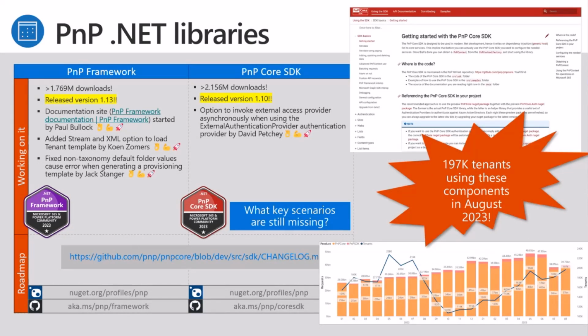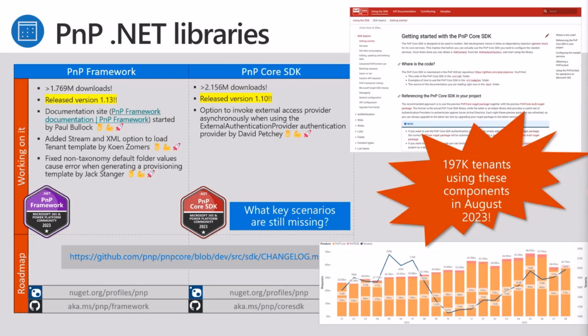Now let's get to some project-specific updates, and we'll start with Bert on PnP .NET libraries. Thank you, David. For the PnP .NET world, some updates for PnP Framework. Kunzomos did an update to enable stream and XML options to load tenant templates. So that's something that they're using on the PowerShell side, so it'll be an equivalent PowerShell update there.